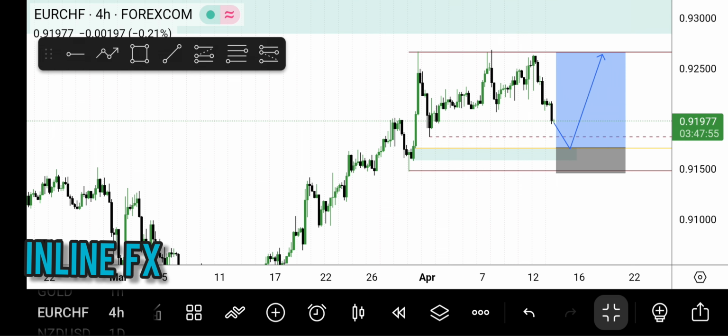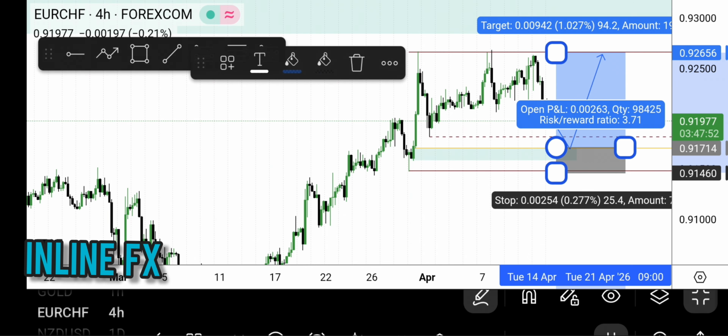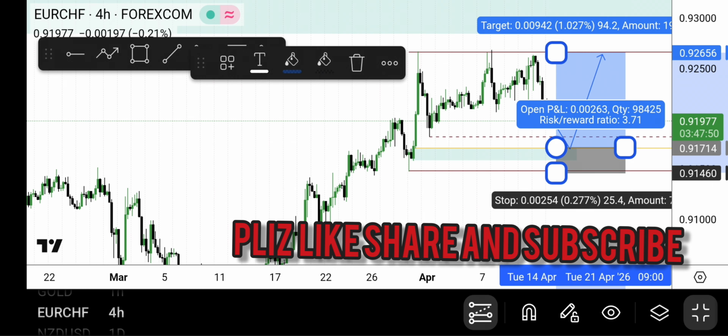Let's just wait for the market to print and then we execute our trade. We are risking 25 pips, aiming for 94 pips.